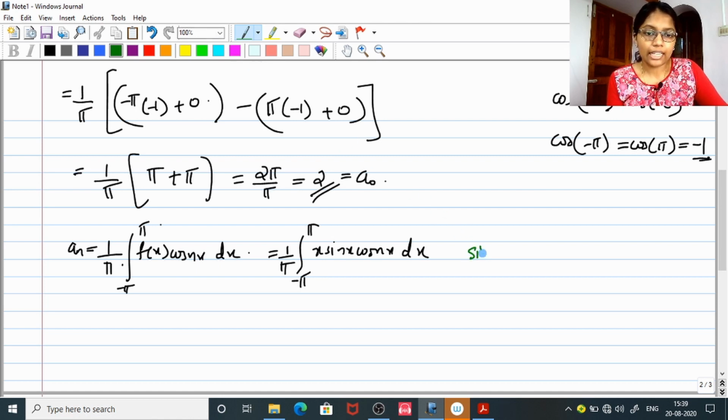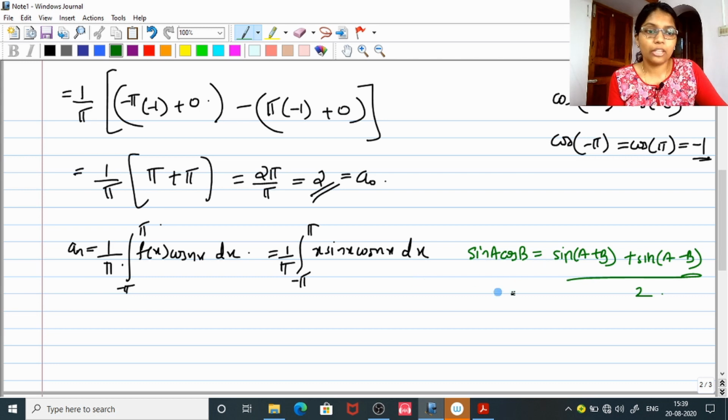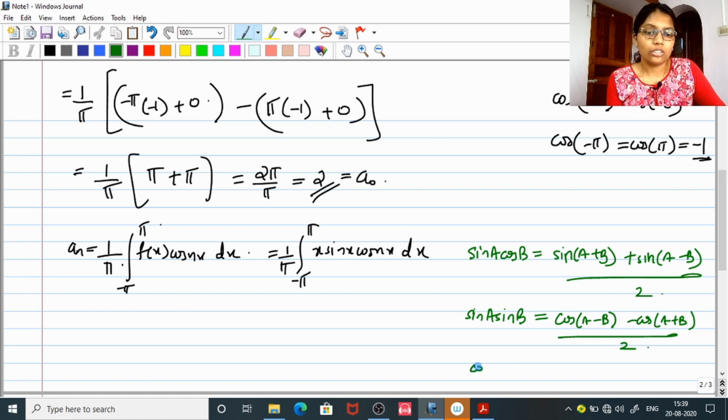I will write it. sin A cos B is sin of A plus B plus sin of A minus B, whole division 2. Okay, for this particular problem we can make use of this formula, but I think I should give you the other formulas also from the same set: sin A sin B equal to cos of A minus B minus cos of A plus B, whole division 2. Also cos A cos B is equal to cos of A plus B plus cos of A minus B, whole division 2. Okay.